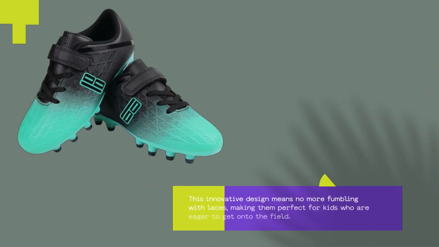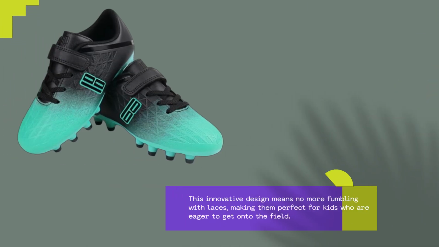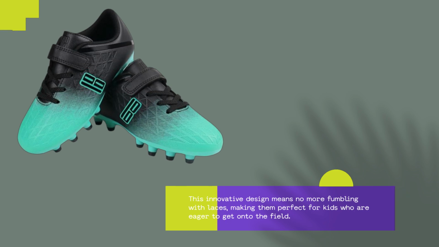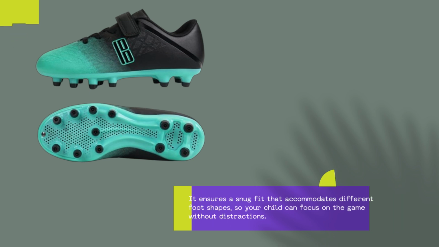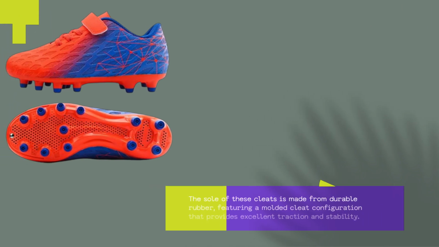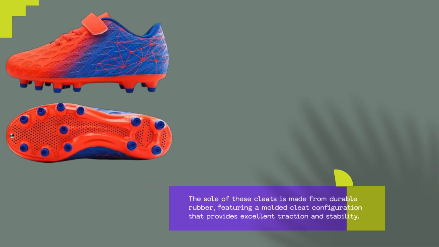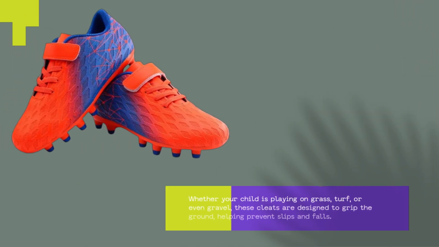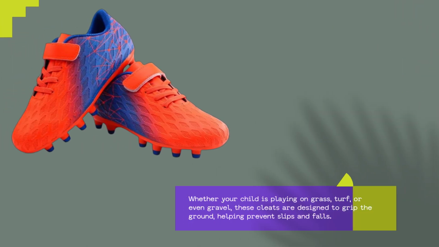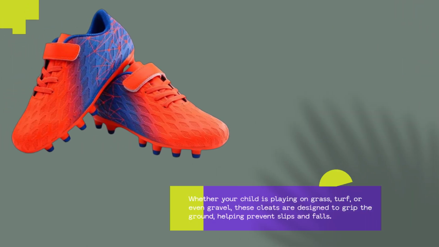This innovative design means no more fumbling with laces, making them perfect for kids who are eager to get onto the field. It ensures a snug fit that accommodates different foot shapes, so your child can focus on the game without distractions. The sole of these cleats is made from durable rubber, featuring a molded cleat configuration that provides excellent traction and stability. Whether your child is playing on grass, turf, or even gravel, these cleats are designed to grip the ground, helping prevent slips and falls.